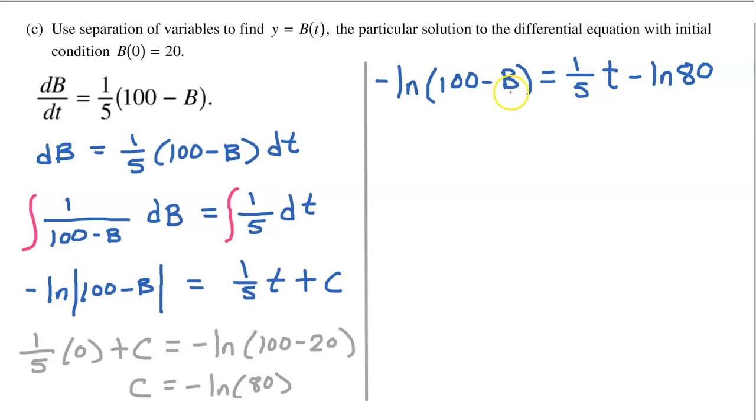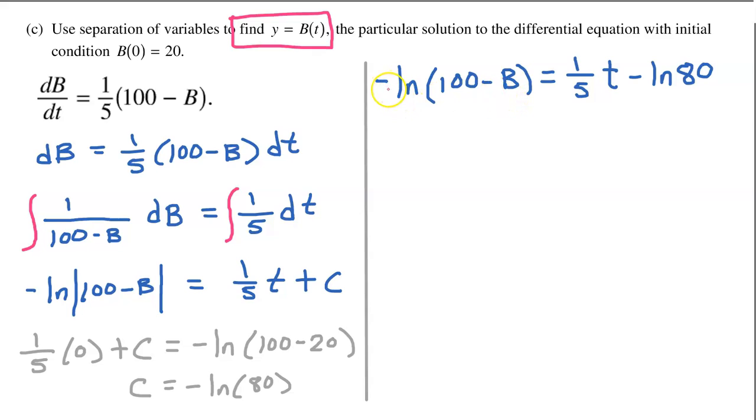Remember that b is the weight of the baby bird, and 100 is the weight of an adult bird. So b will always be less than 100. This expression will always be positive, and we can drop the absolute value symbols. This is a solution to the differential equation. However, we need to find the solution in the form y equals b of t. That means we need to solve for b, get b by itself.